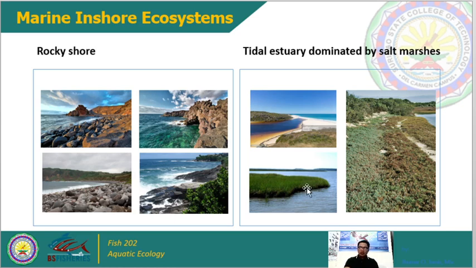So as you can see here, dominated by minor forms of plants, mga grasses. So this is gitawag nato tidal estuary. These are rocky shore types of marine ecosystem. Okay? So those are the different classifications.